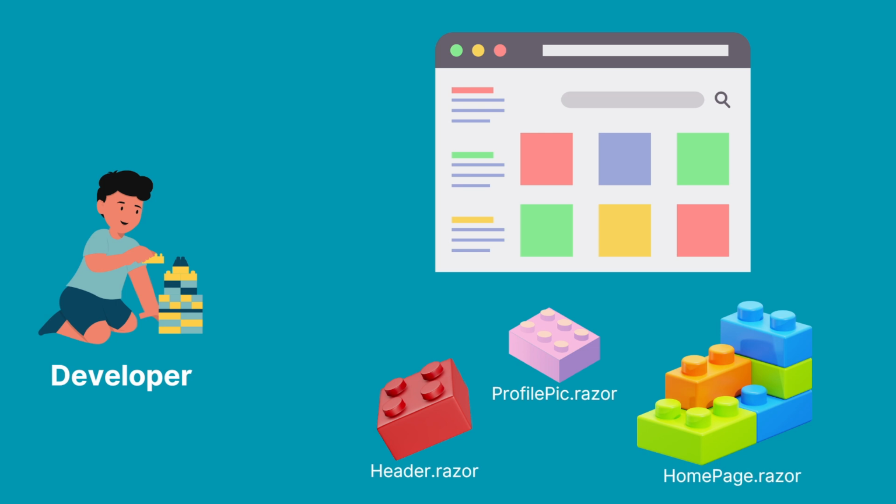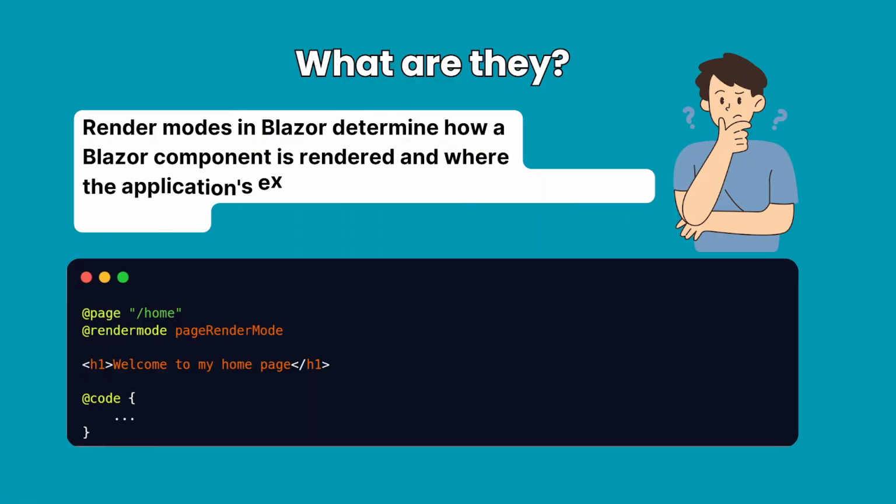A Blazor application is fundamentally made up of building blocks called components. These components are made up of both your HTML logic and your C# code behind. So as a developer, it's your job to find a way to put all these components together in a way to build a very optimized system. So what are render modes? Render modes determine how the component is rendered and where the execution of the application takes place.